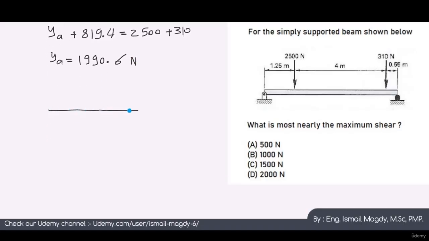We will draw again our beam here. We have a vertical force here of 310 and we have another vertical force of 2500 here. We have vertical reaction of 819.4 and vertical reaction of 1990.6 Newton here.